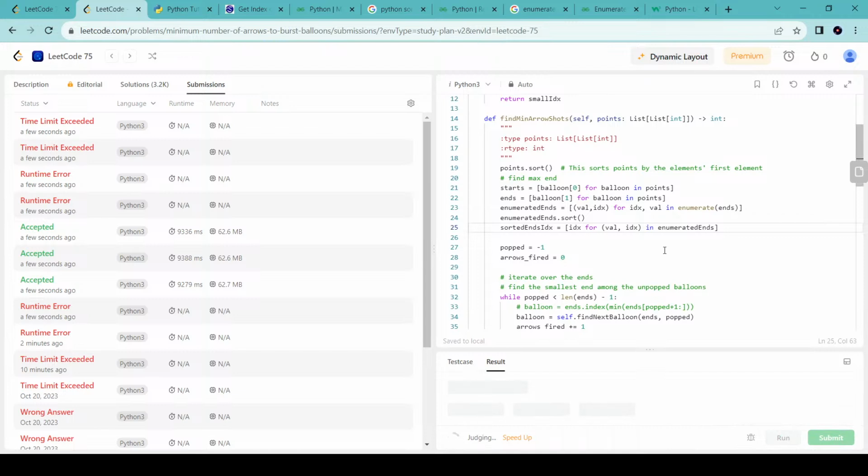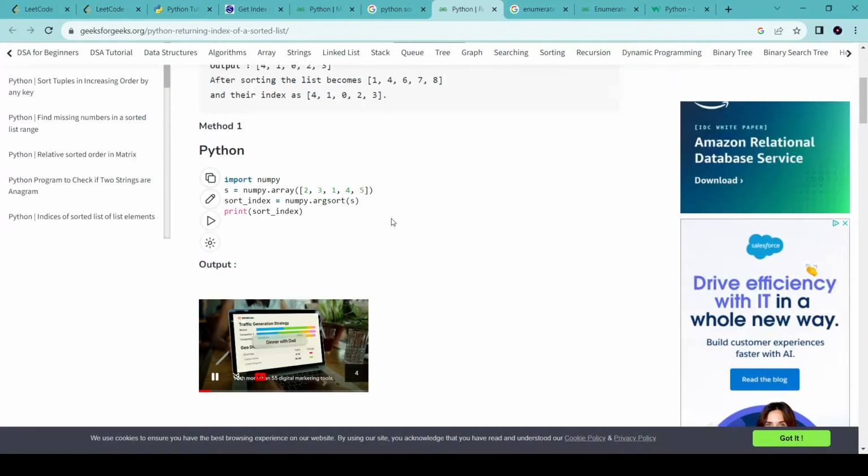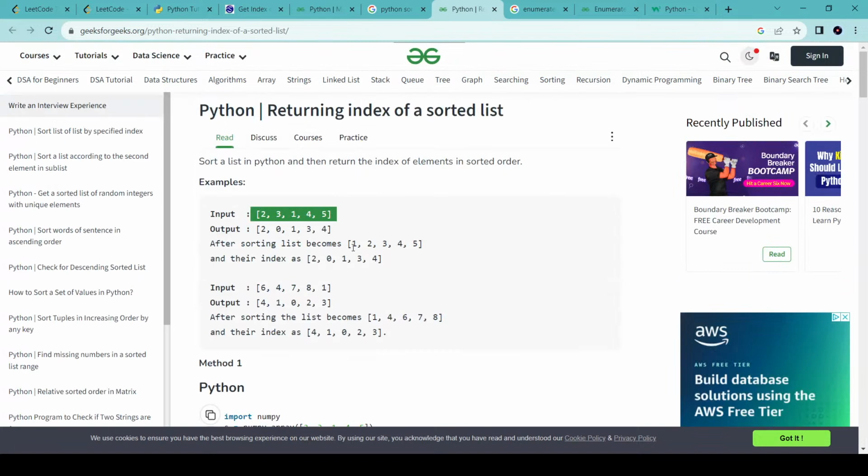Okay, so what I'm doing is, first I'm going to create a list of pairs based on enumerating ends. I want to get the index of the sorted version of this. So this is the input, this is ends, and the sorted version is this. I want to get the index here. First, I'm going to turn this into a list of pairs of these values and their indices. So it could be 2, 0, 3, 1, 1, 2, 4, 3, 5, 4.